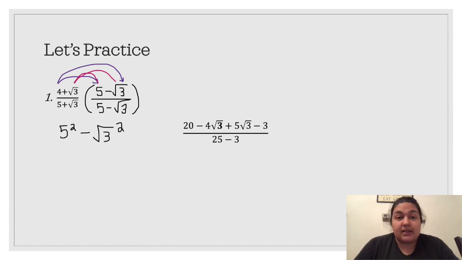So do we have any like radicals? Yep, here we go. We have negative 4 plus 5 square root of 3. We also have 20 and negative 3. It is 20. So 20 minus 3 is 17, and if I have negative 4 radical 3's and I'm going to add 5, that just leaves me with 1 radical 3. 17 plus square root of 3 over 25 minus 3, which is just 22. So let's try one more.